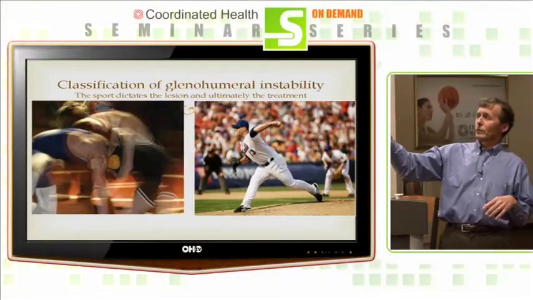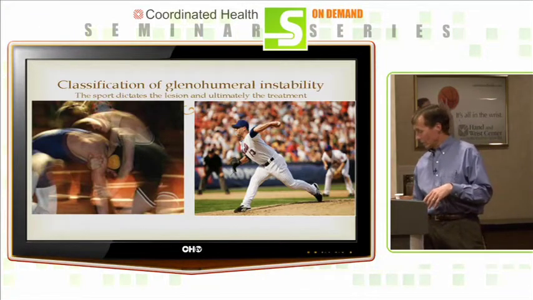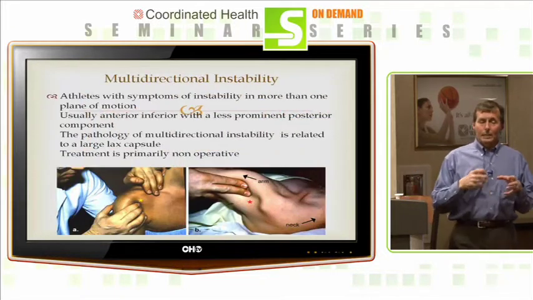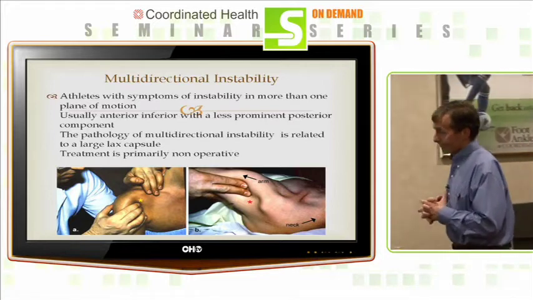And again, this picture has an instability problem, and his shoulder problem is very different from that wrestler who's in the process of dislocating his shoulder traumatically. Multidirectional instability, I talked a little bit about. That is very difficult to treat.